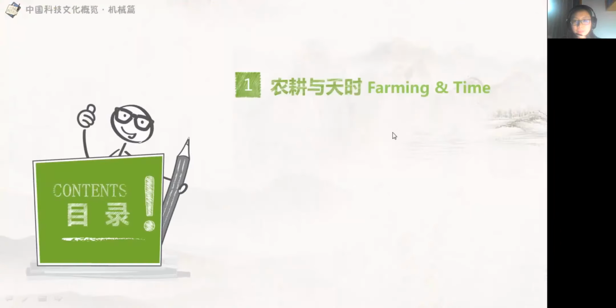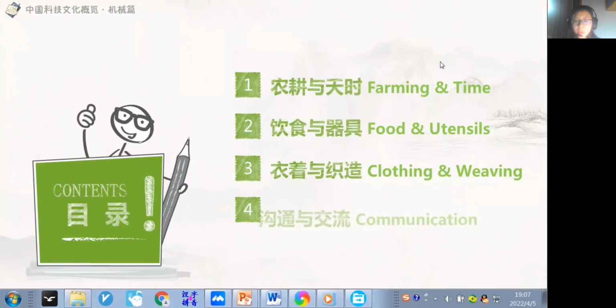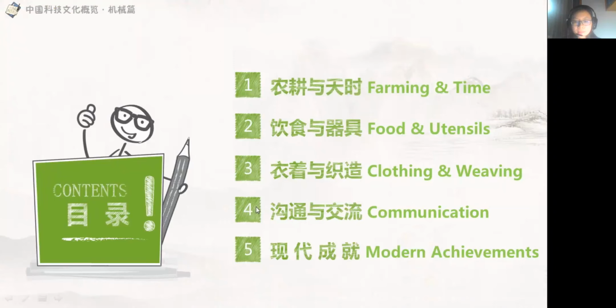Okay, here are the contents. We mainly talk about five parts. The first part, 农耕与天时, farming and time. Part 2, 饮食与器具, food and utensils. Part 3, 衣着与织造, clothing and weaving. And the fourth part, 沟通与交流, communication. Parts 1 to 4 are based on ancient Chinese machinery. And the fifth part focuses on the modern achievements related to machines.